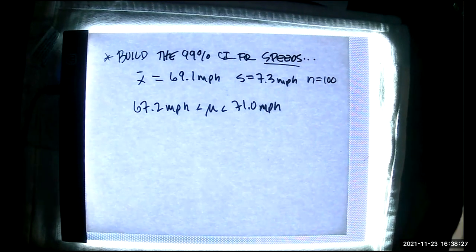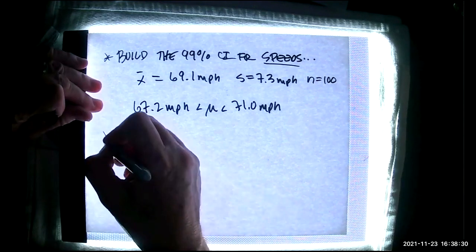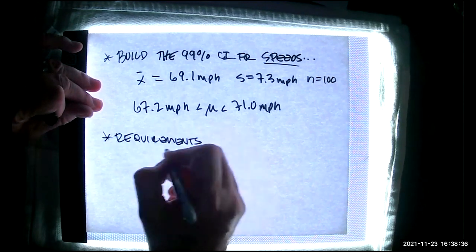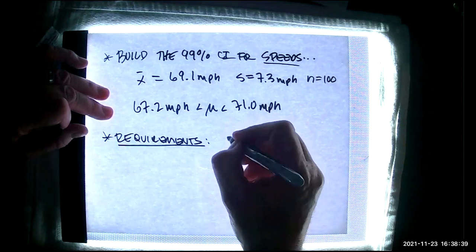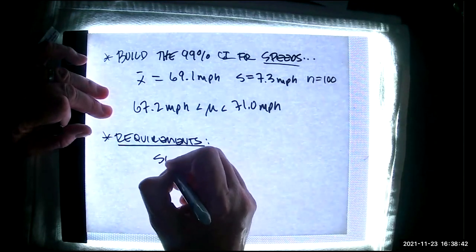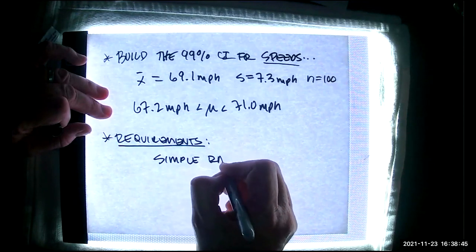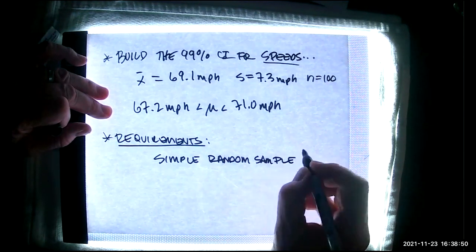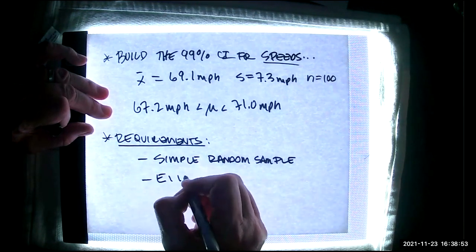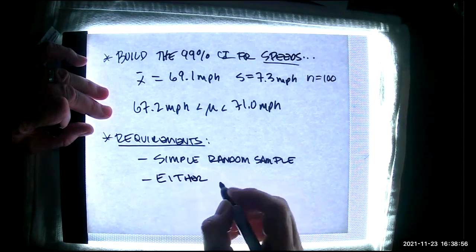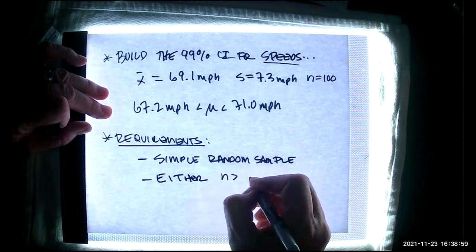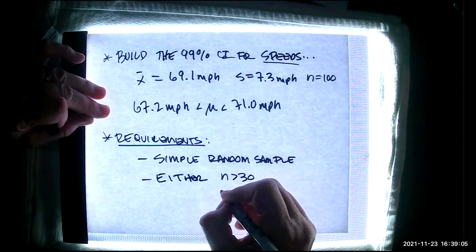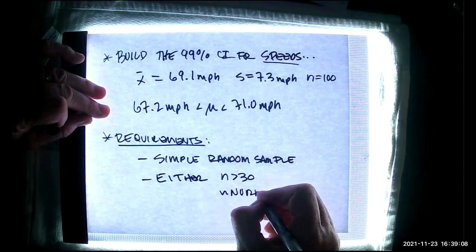I ask no sample size question, but I do ask people for the requirements. The requirements are very simple. We need a simple random sample, and then either or, one, the other, or both. You don't need them both, just one or the other. You need either an n greater than 30 and/or a population that has an approximately normal distribution.